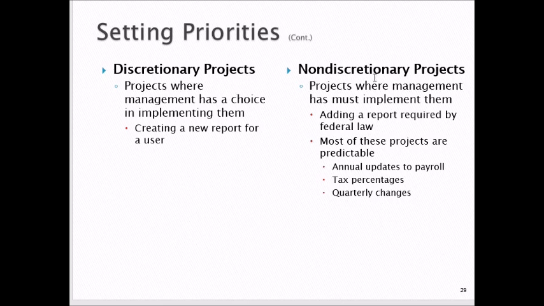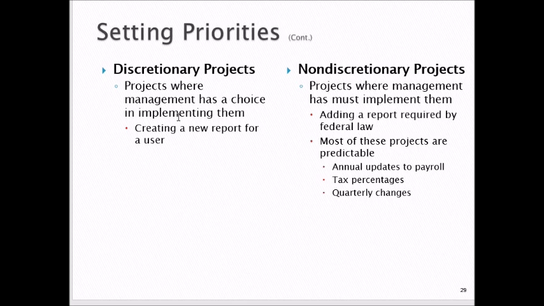So there's also non-discretionary projects and discretionary projects. Discretionary projects are projects where management has a choice in implementing them. So a discretionary project might be creating a new report for a user. It's something that would make their lives easier, it would increase their productivity, but it's not something that's keeping the system from operating. It's not something that's holding up the company right now.